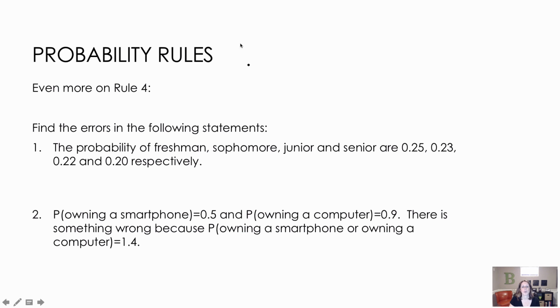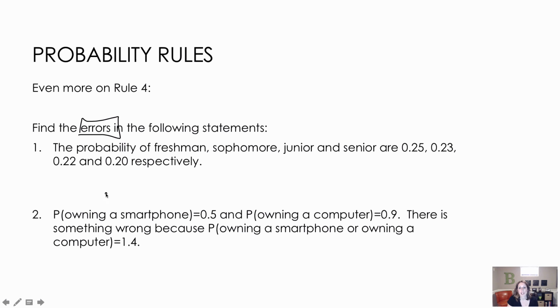Again, one more example before we move on to the multiplication rule. I want you to know when to look for errors, or what to look for in errors. So here are 2 situations where we've made an error. If you would pause your video right now, look at both of these situations and see if you can find the error before I go through them with you.